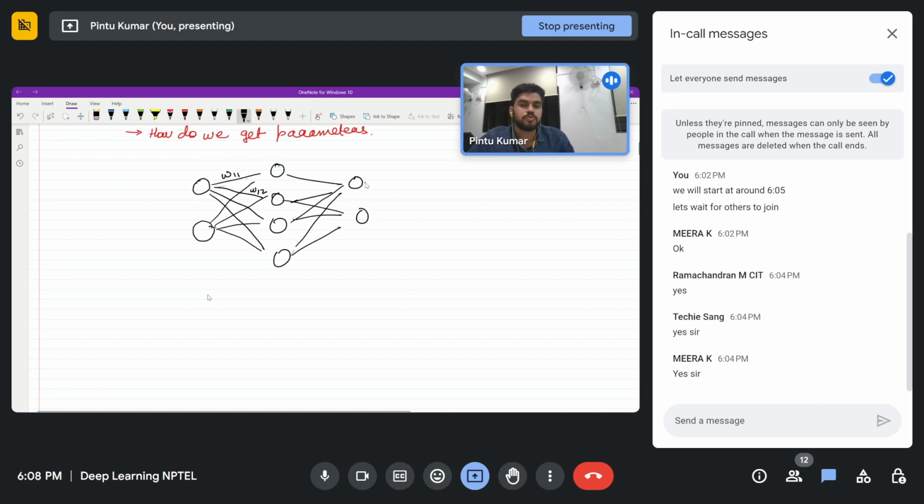When you have your output layer, along with your output layer you have one more thing, that is the loss function. This also we sort of discussed in the last class. So you have a loss function.